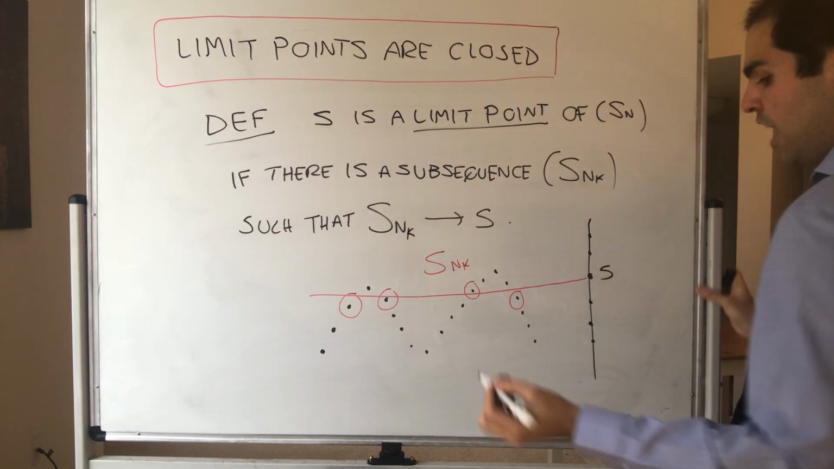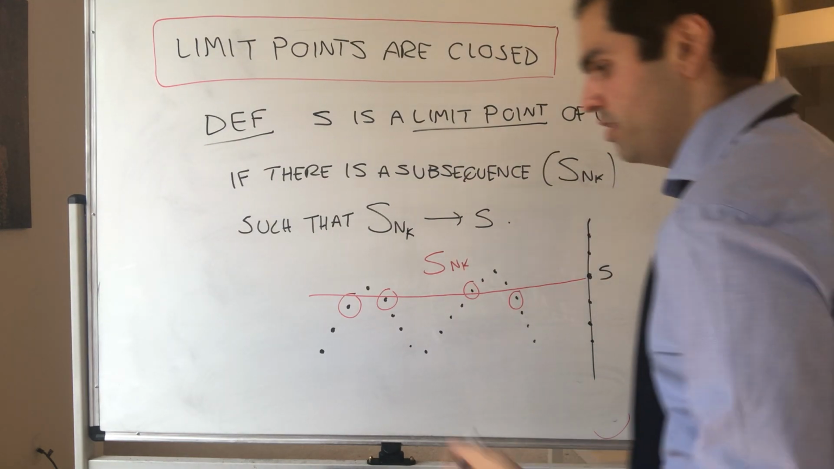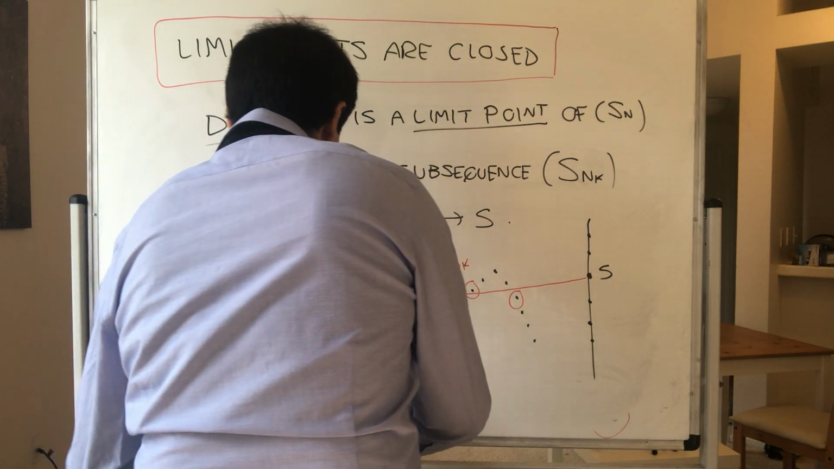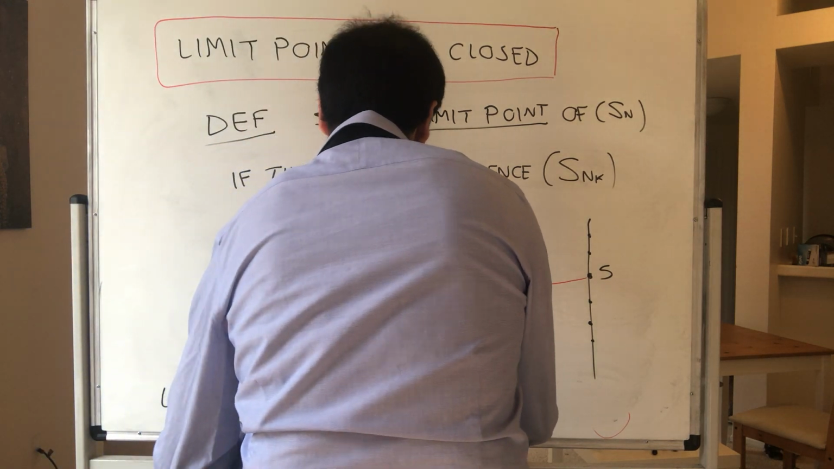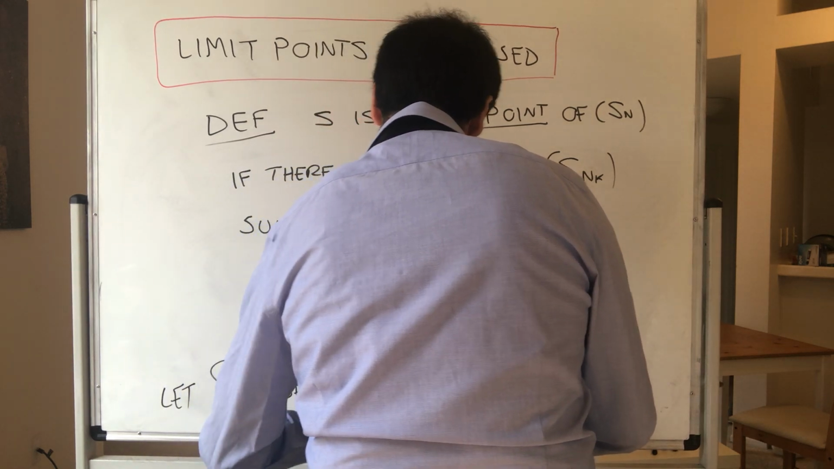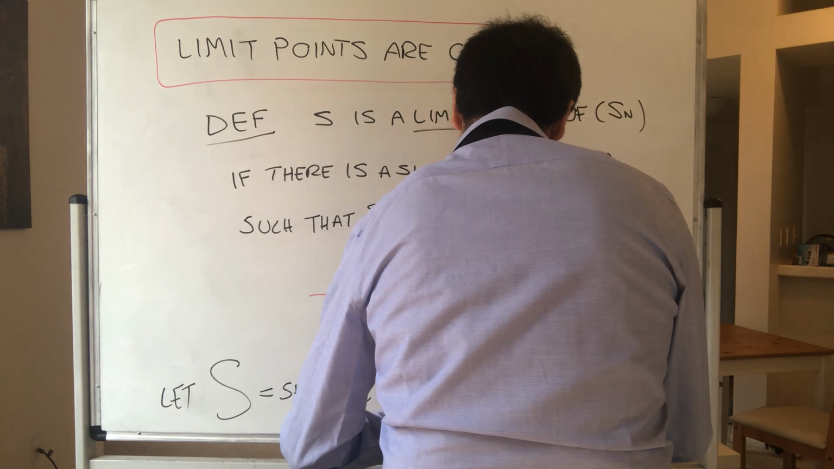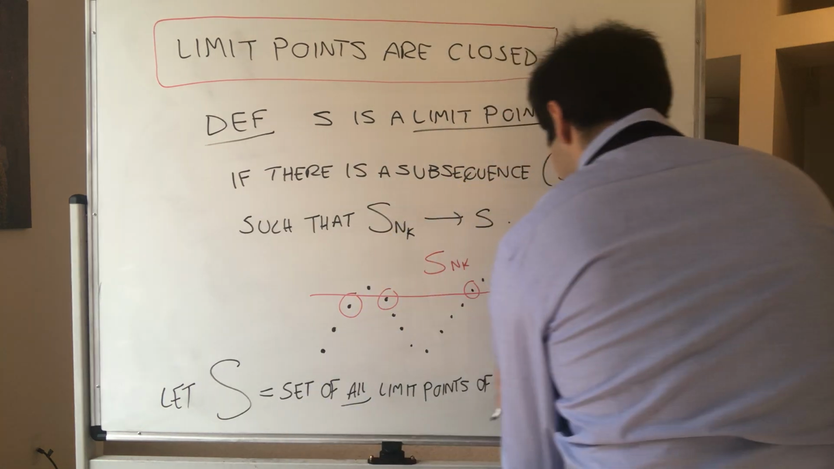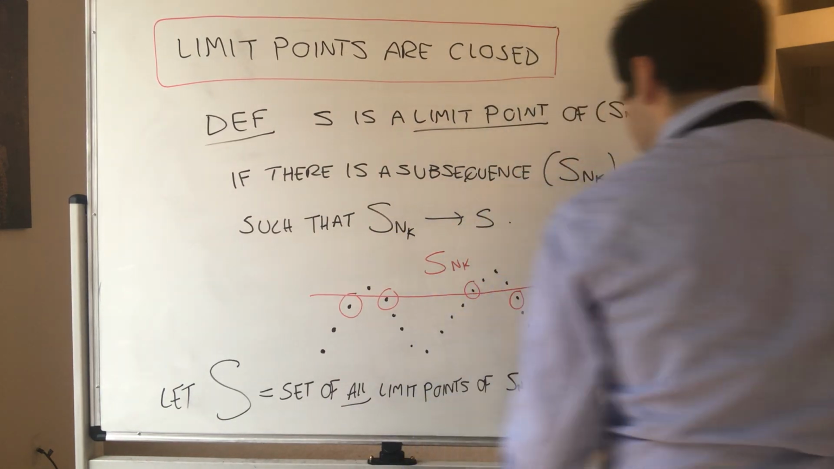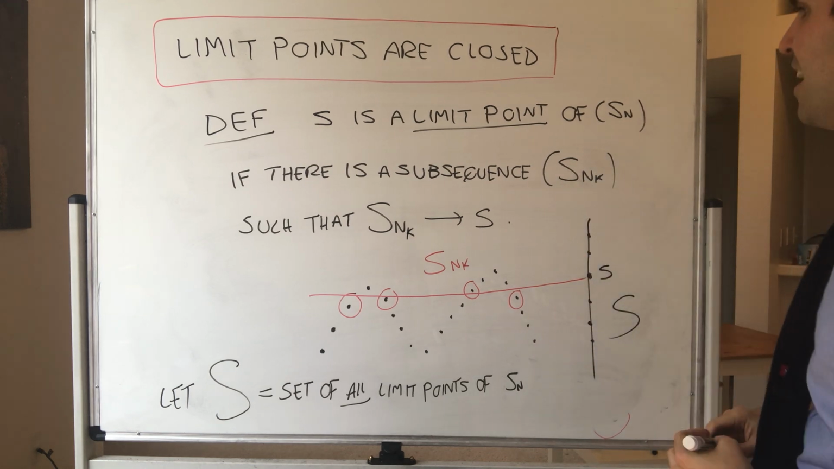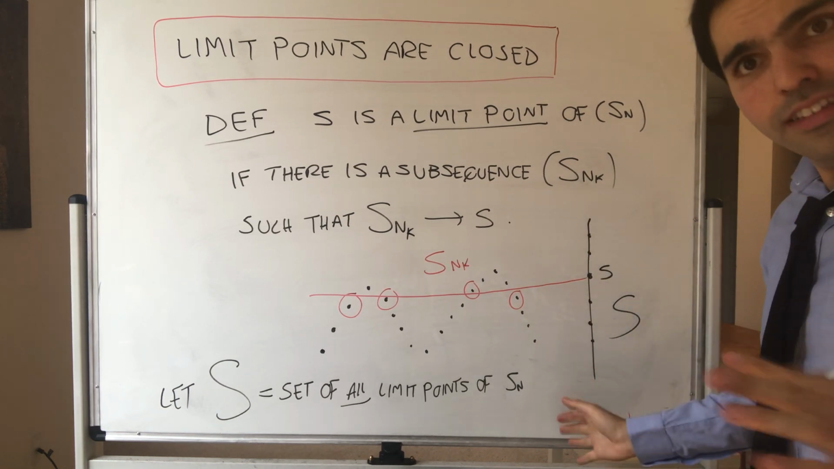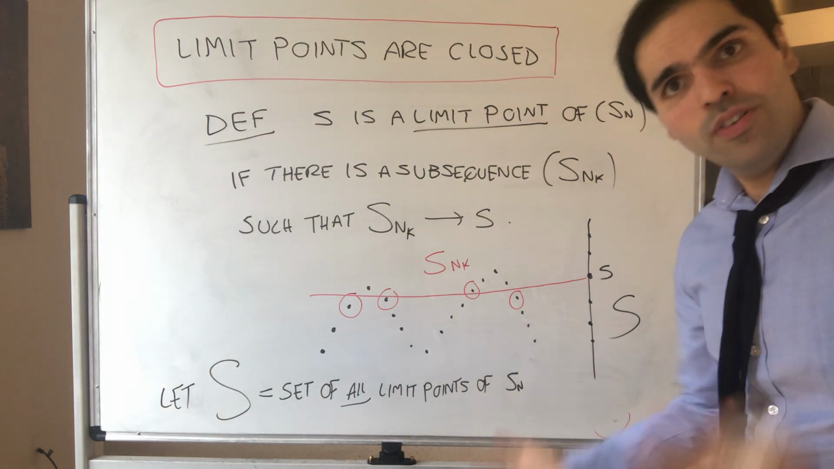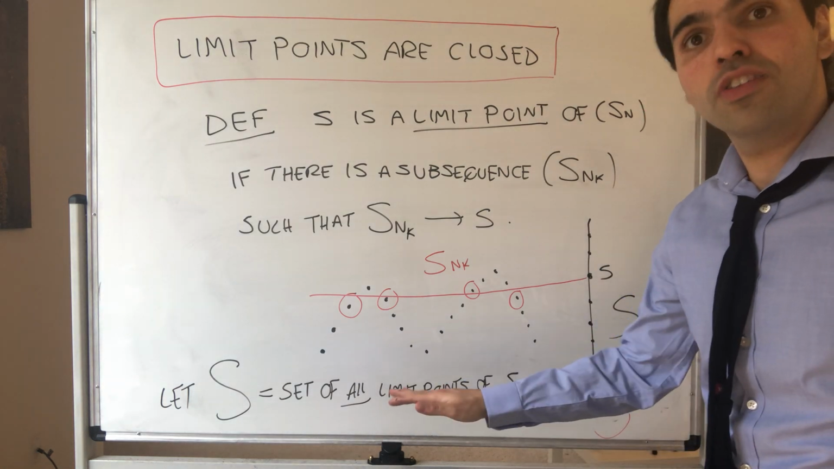And in fact, we can now consider the set of all such limit points. We'll call this capital S. So let capital S be the set of all limit points of Sn. So here, capital S is all the dots here. And the point is, this set capital S isn't just a random set. It turns out it has a nice property which is called closed.